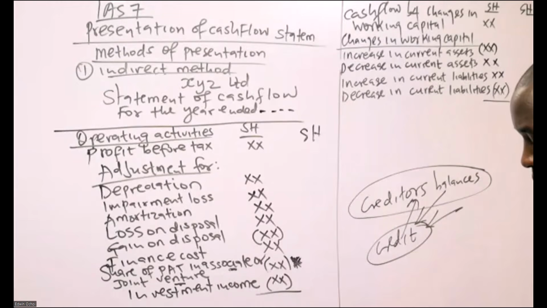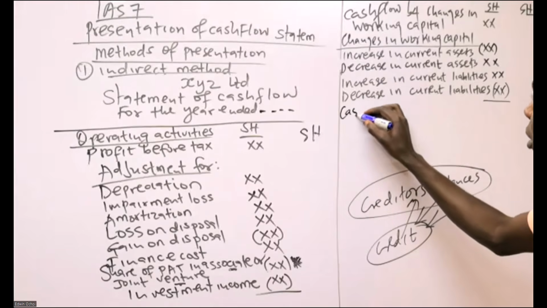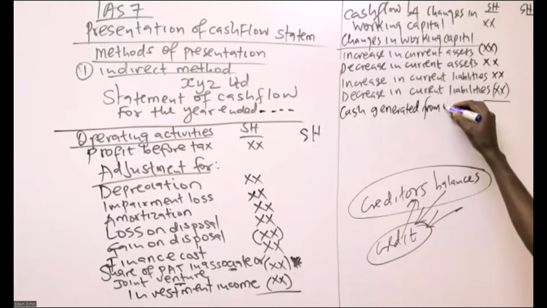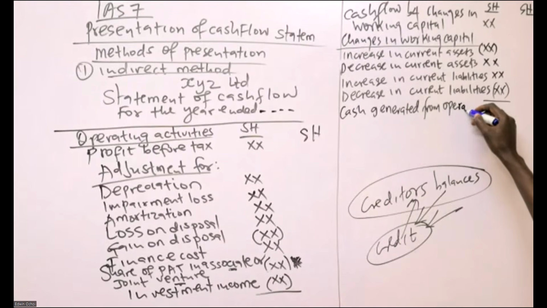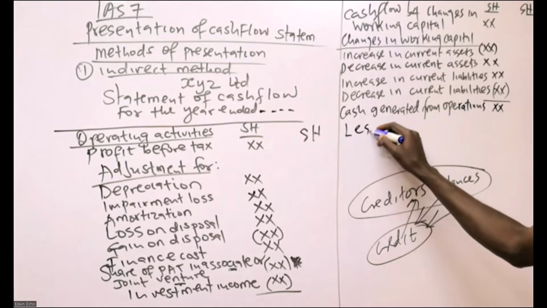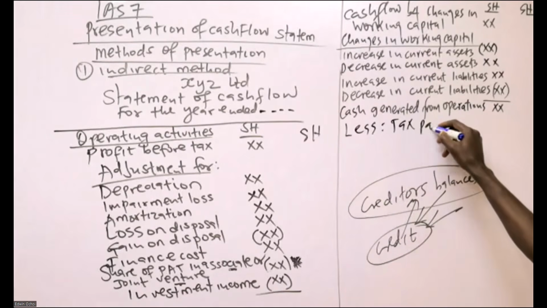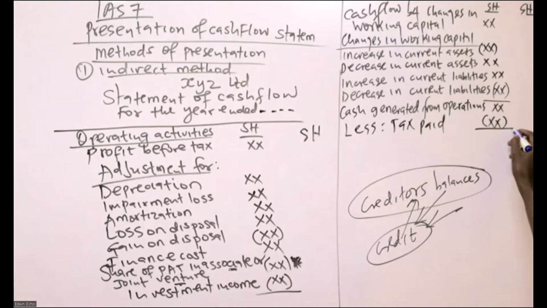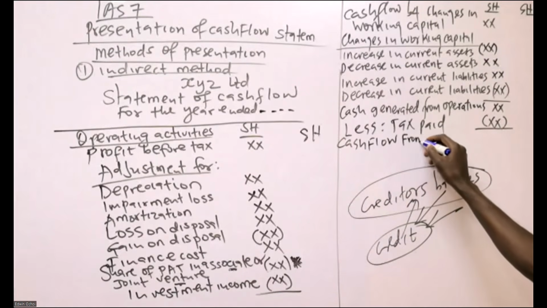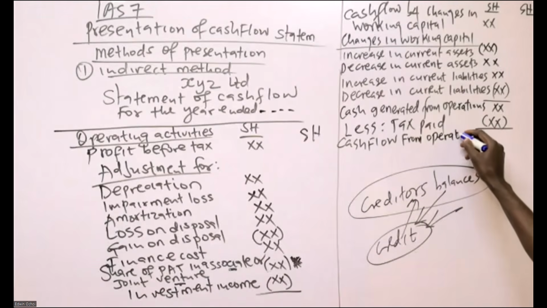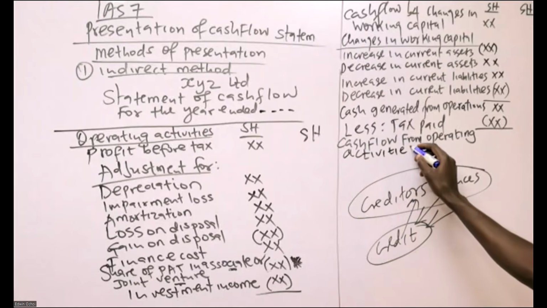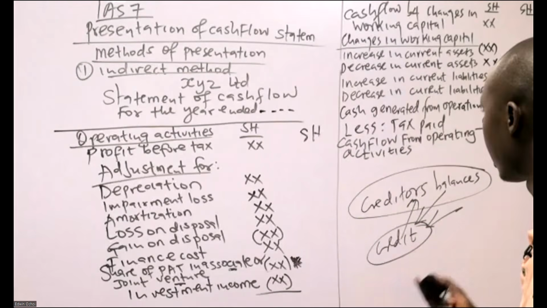So up to that point, we have the cash generated from operations. Then you raise tax. Tax paid, you deduct. After deducting the tax paid, you get cash flow from operating activities.